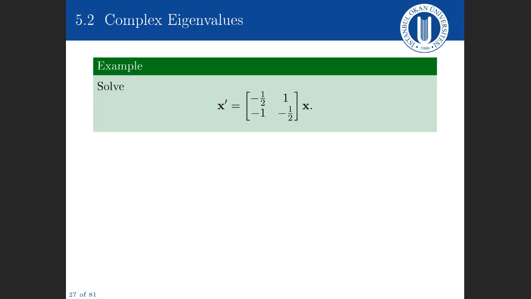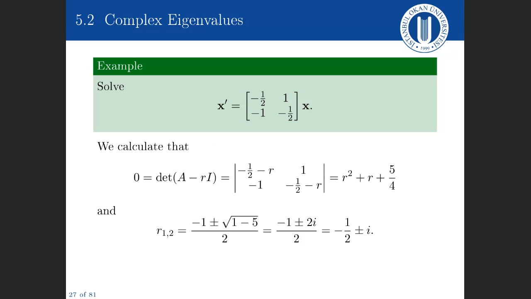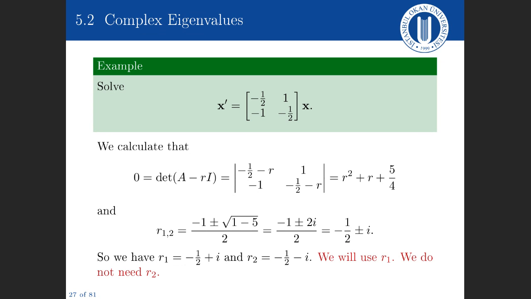Solve x prime is equal to the matrix (minus a half, 1; minus 1, minus a half) x. We need the eigenvalues. I'll leave this calculation for you to double check. Please check that this is correct and that the eigenvalues are minus 1/2 plus or minus i. So r1 we're going to call minus 1/2 plus i, and r2 is equal to minus 1/2 minus i. We don't need r2, so forget about r2, we're just going to be using r1.